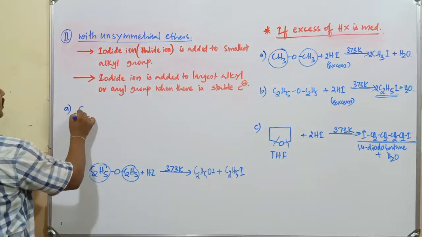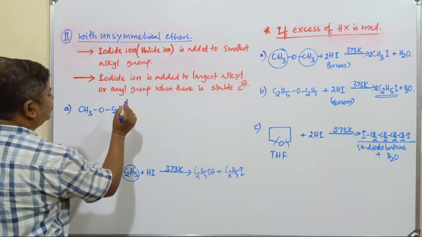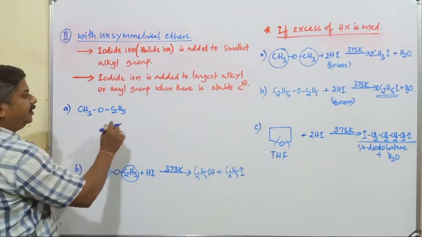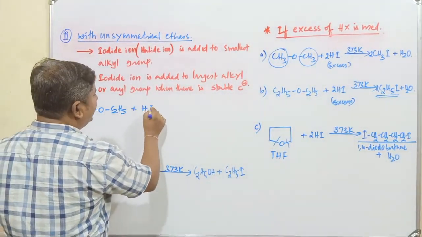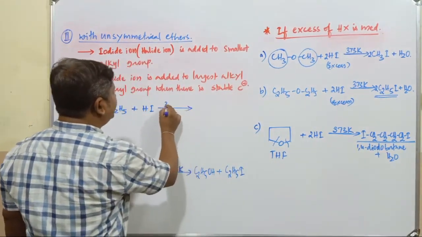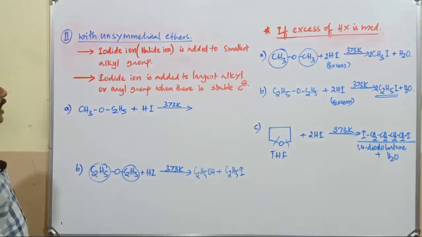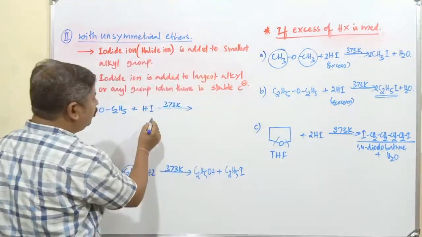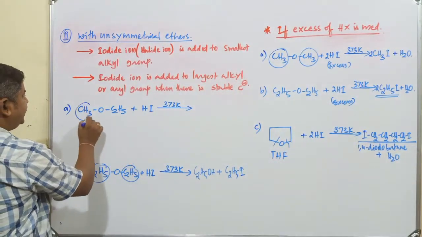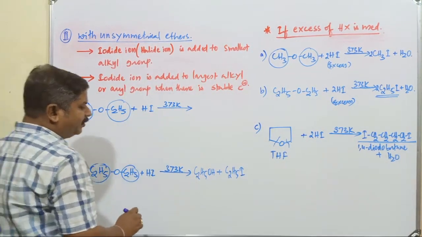First, I will go with CH3OC2H5. Symmetrical or unsymmetrical? Unsymmetrical, both groups are different. This is combining with HI, hydrogen iodide, at the temperature of 373 Kelvin, same temperature. Now, iodide is added to the smallest alkyl group because it is less hindered. Between CH3 and C2H5, naturally methyl is the smallest alkyl group.